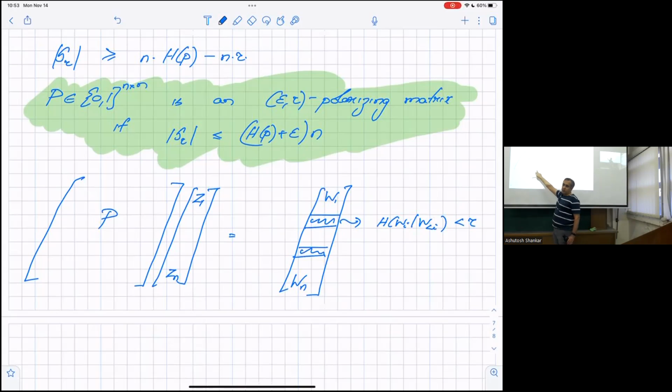That's because Z was Bernoulli. This is not true if Z is not Bernoulli distributed. If Z were uniformly distributed on {0, 1}^n, each one of them would have full entropy, because otherwise they would each have to be 1.